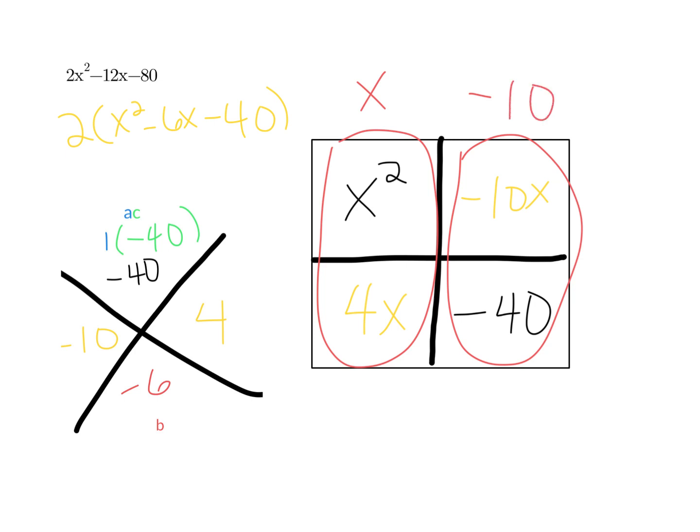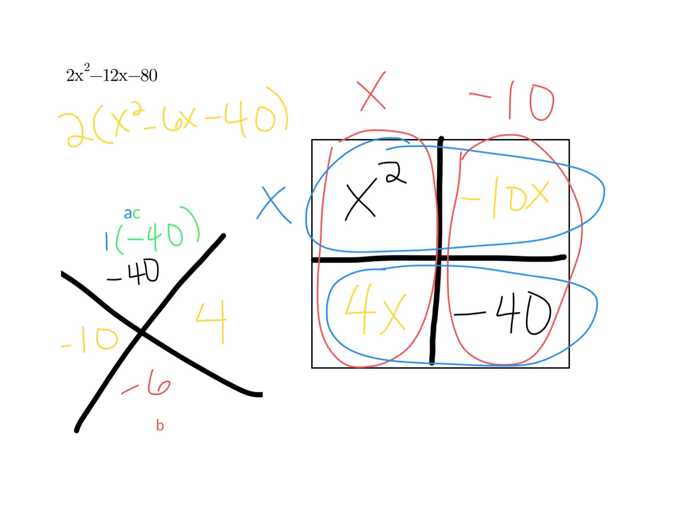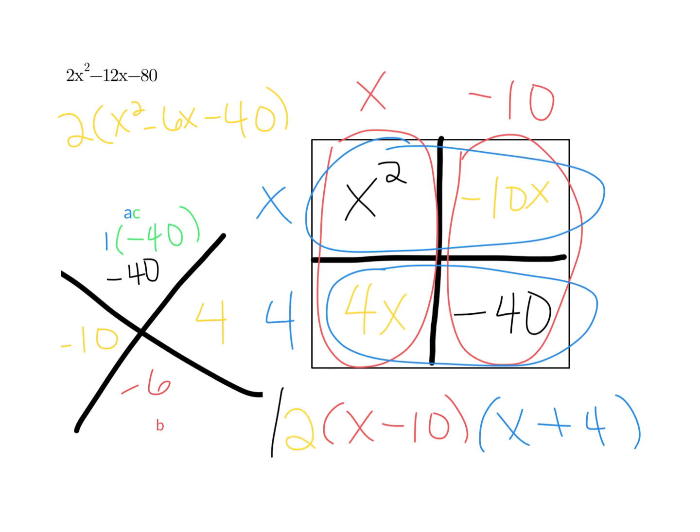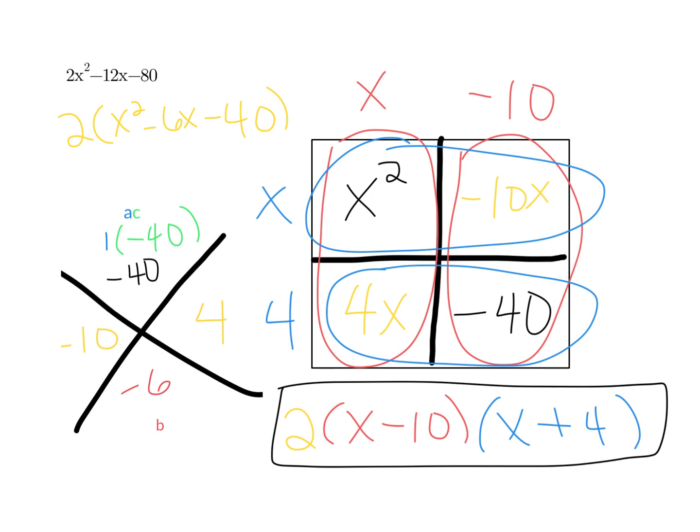Anytime I have 2 negative numbers, I'm always going to pull out a negative factor. Then looking at the pairs of vertical terms, the greatest common factor between x squared and negative 10x is x, and between 4x and negative 40 is 4. So my final factored form is the quantity of x minus 10 times the quantity of x plus 4, and then I also need to remember the 2 that I factored out at the beginning needs to go in front. So the final factored form is 2 times the quantity of x minus 10 times the quantity of x plus 4.